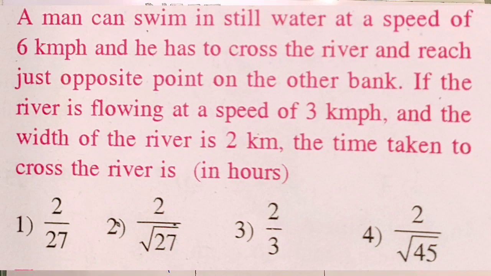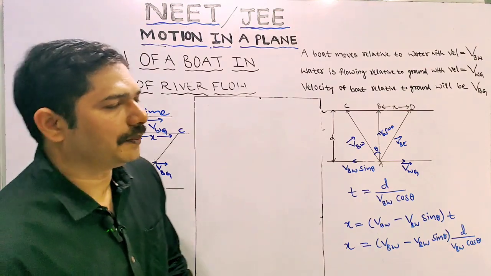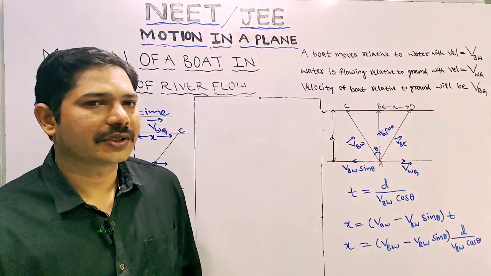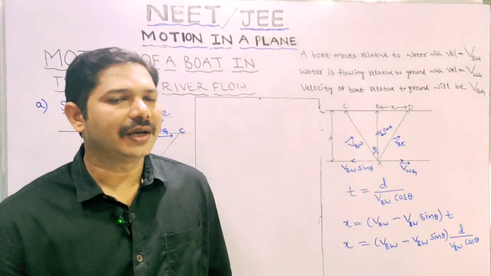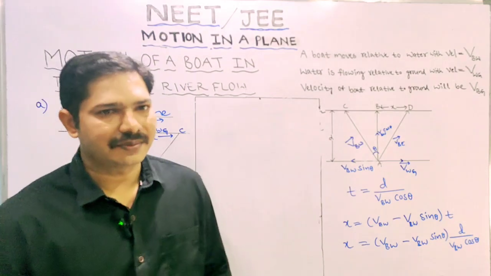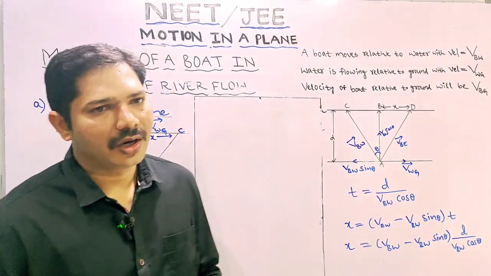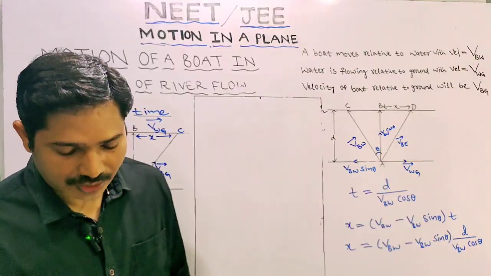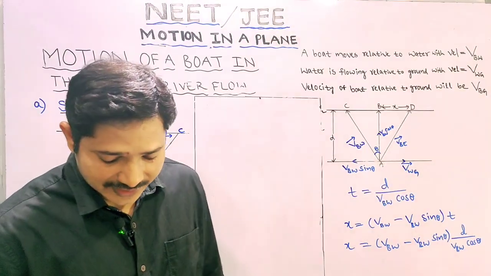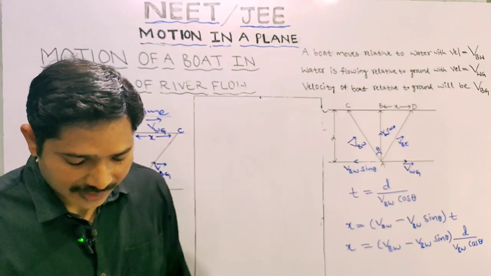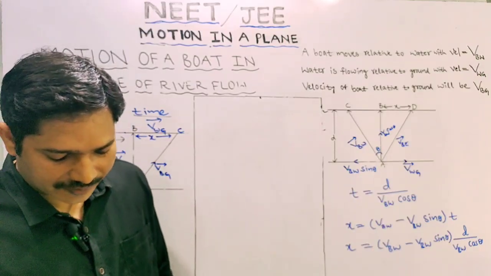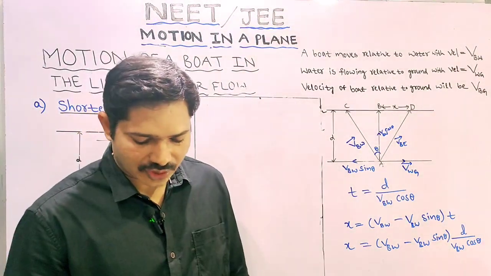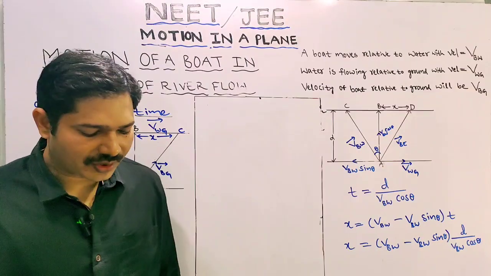So in this, what they are asking: the person wants to move from one bank to another bank, and the distance between the banks, the width of the river, is also given. How much? 2 km given. Next, what is given? The swimming speed of the person is how much? 6 km per hour. So next, what to do here?